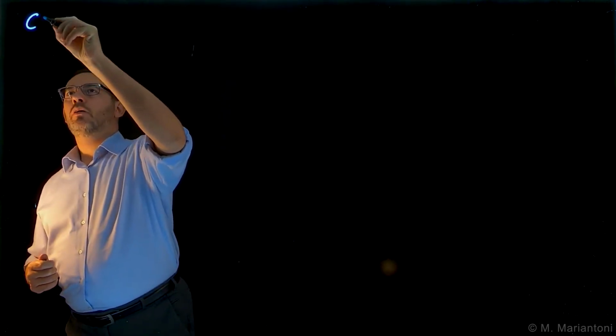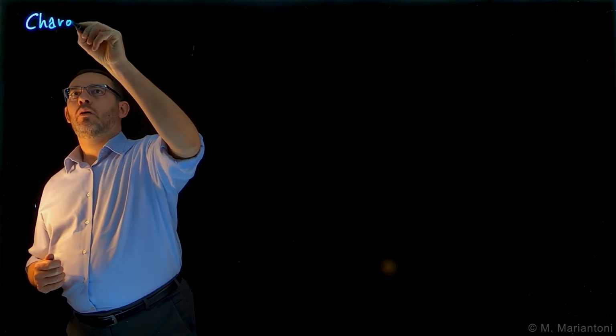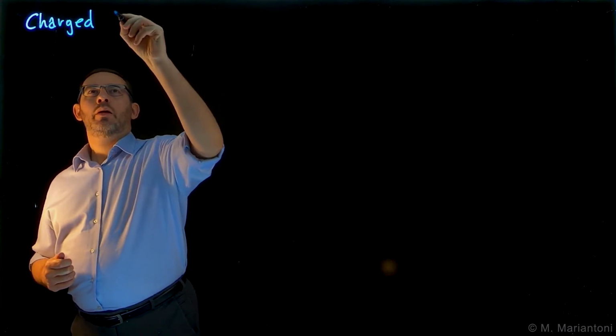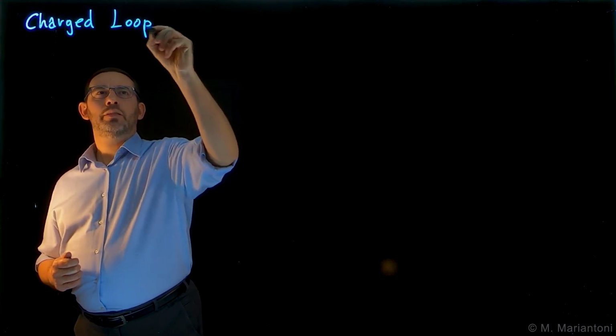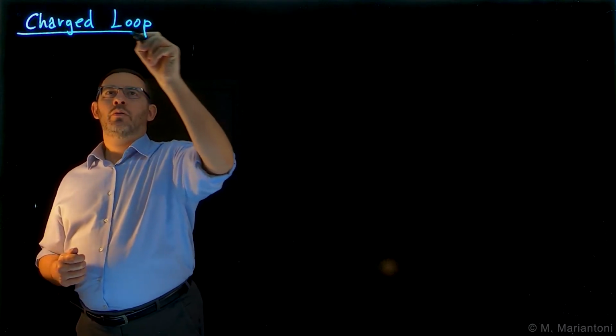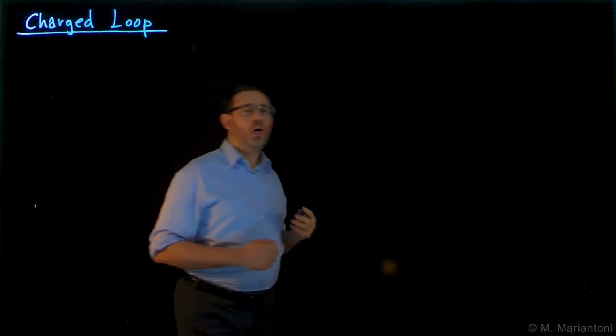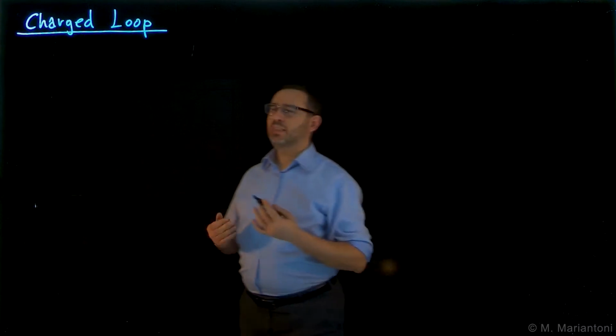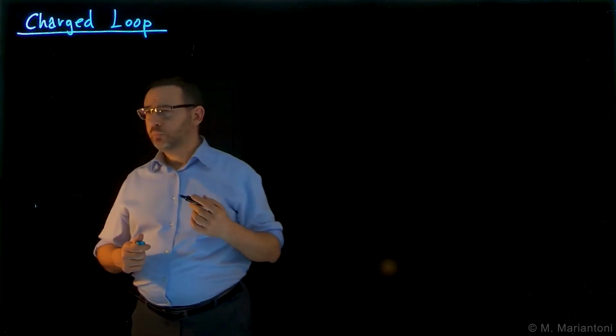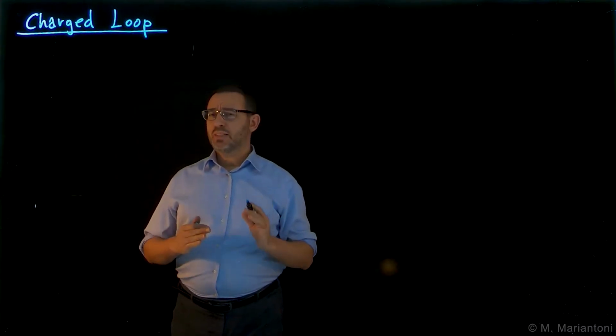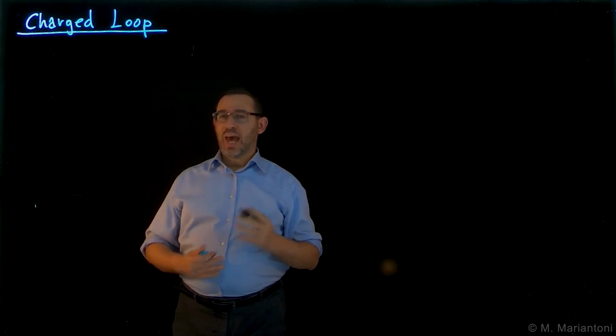The name of this video is Charged Loop. This is the first example we are going to encounter on continuous charge distributions. This is a very simple one, yet a very useful one. The problem is very similar conceptually to that of the hexagon.